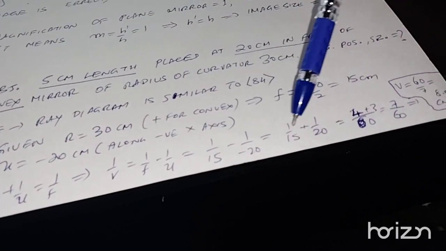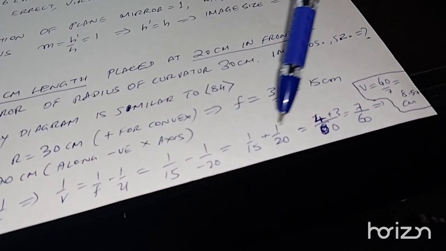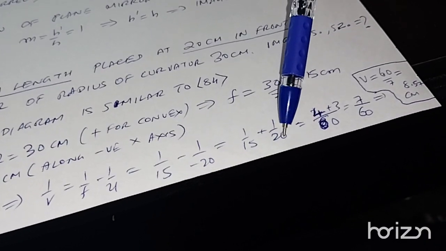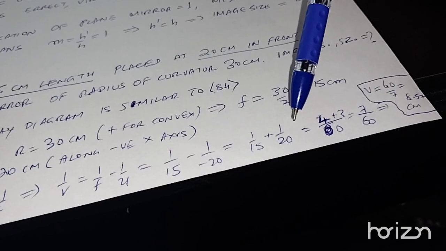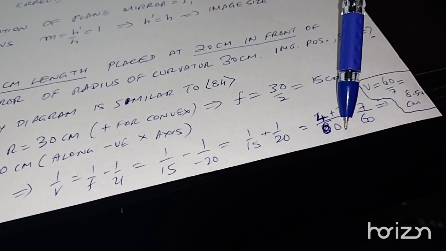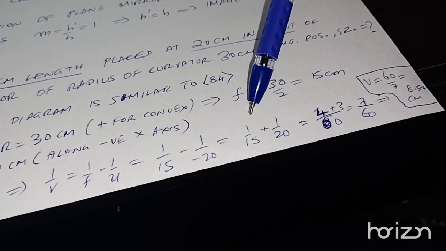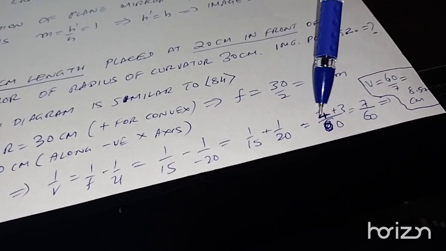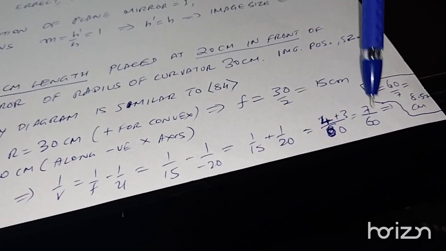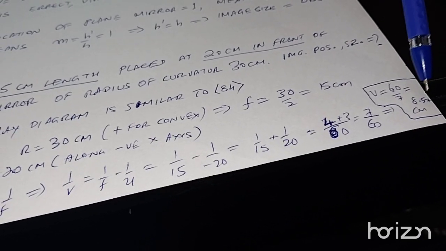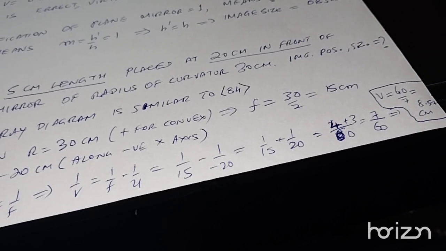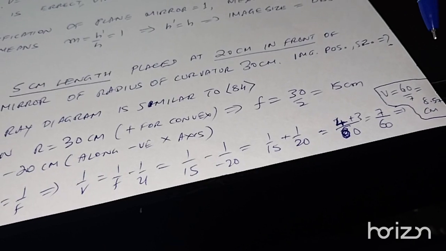So you'll get 1 by 15 plus 1 by 20. What is the LCM? 2 twos are 4, 40, it doesn't go in 15. 2 threes are 60 and 15 fours are 60. So you get 60, and to make the denominator same, you have to multiply it by 4, and here you have to multiply it by 3. You will get 7 by 60, which implies v is equal to 60 by 7, that is 8.57 centimeter. So that is the image distance along the positive x-axis.